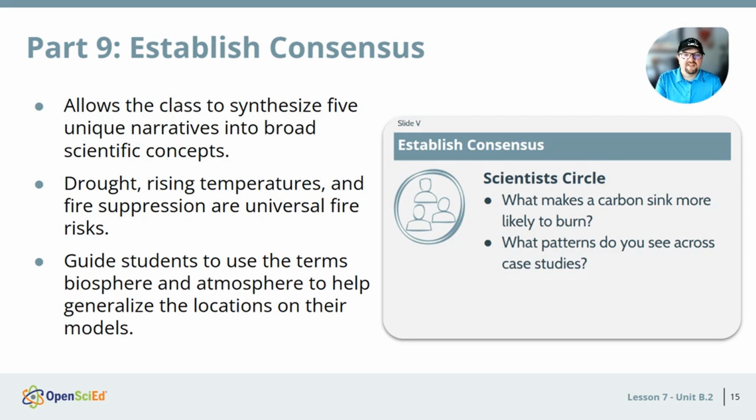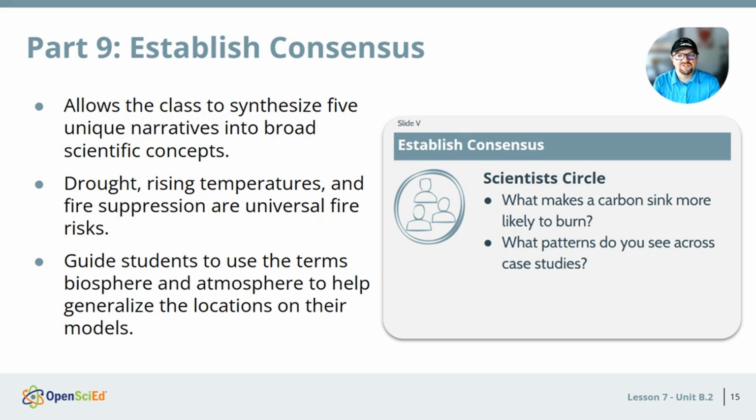In part 9, the class gathers into a scientist circle, looking at the consensus prompts on the board to build a shared chart. Students are sitting in a large circle with their notebooks open, looking up at the board and calling out similarities across their different case studies. This moment allows the class to abstract broad, generalized science principles out of the 5 separate, siloed stories.